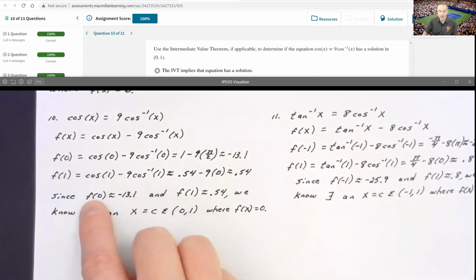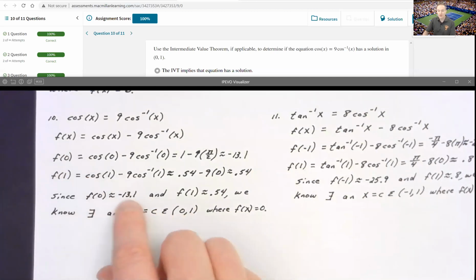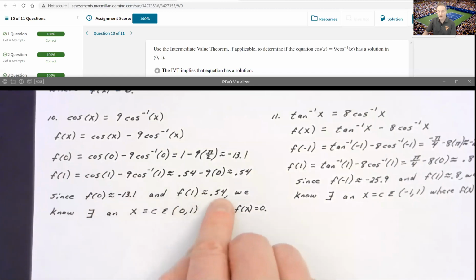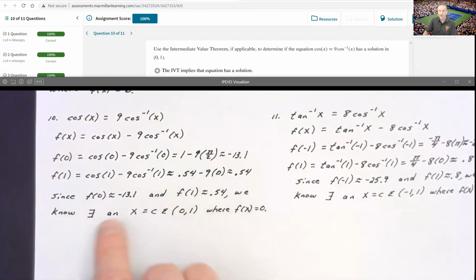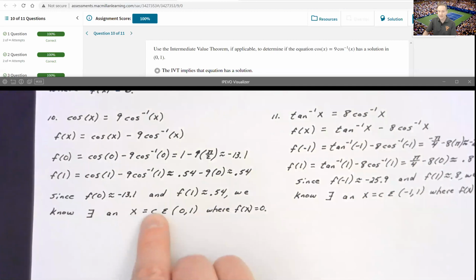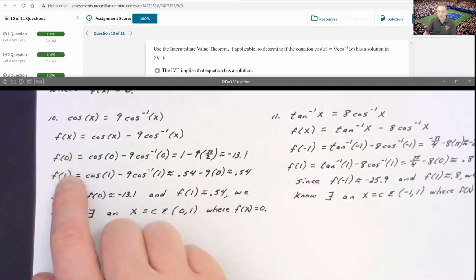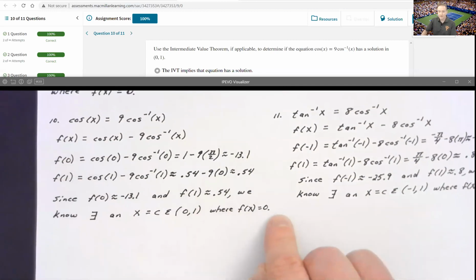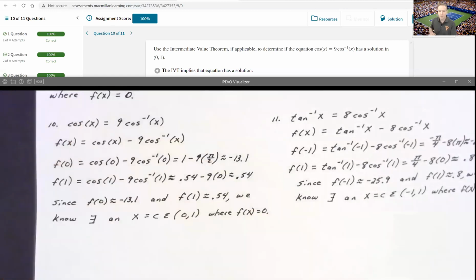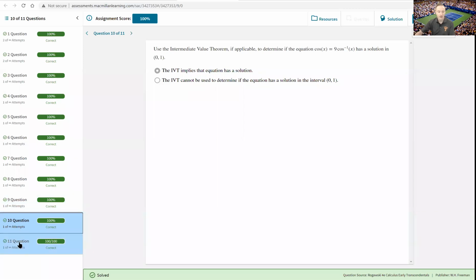That's what I've said right here. Since f of 0 is negative and f of 1 is positive, we know there exists an x equals c between the values of 0 and 1, where f of x is equal to 0, which means your original equation does have a glorious solution. And again, Achieve takes the fun out of it by just having you select it applies.